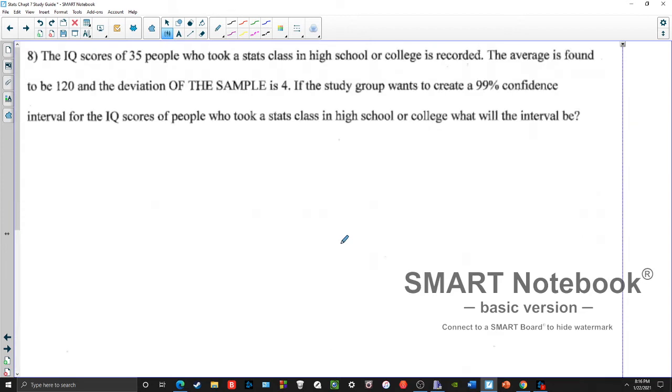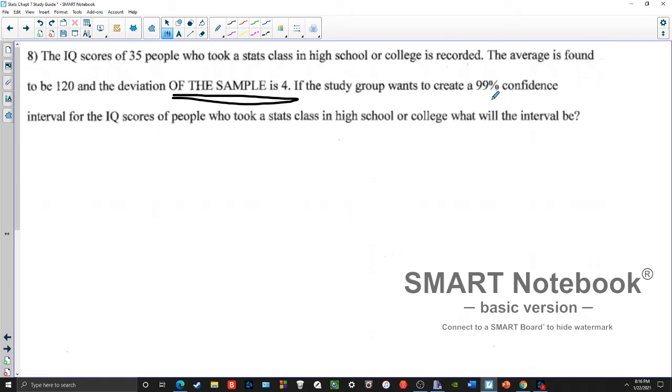All right, so these are the more wordy problems here. This is kind of like one of each type of confidence interval we made, right? So the IQ scores of 35 people who take a stats class in college is recorded. The average is found to be 120, and the deviation of the sample, which is important here, is 4. If the study group wants to create a 99% confidence interval for the IQ scores of people who took a stats class, what will the interval be?